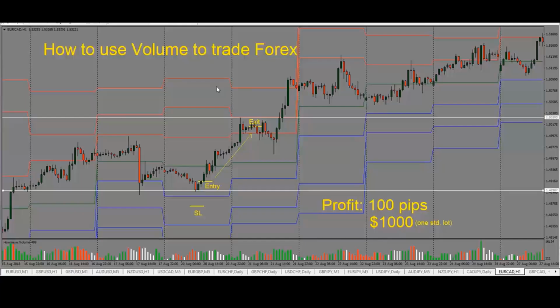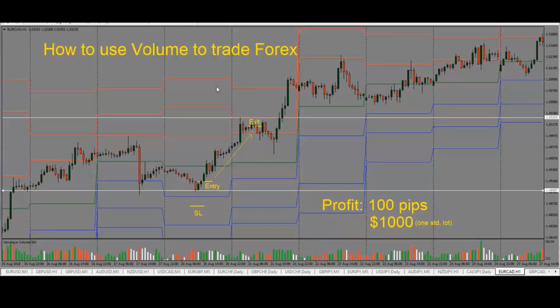Today, we'll take a look at how to use volume to trade Forex. So let's go on to the charts and we'll look at how to use volume in combination with the price action so that you are taking more effective trades. Here we are going to look at how to use volume to trade Forex.